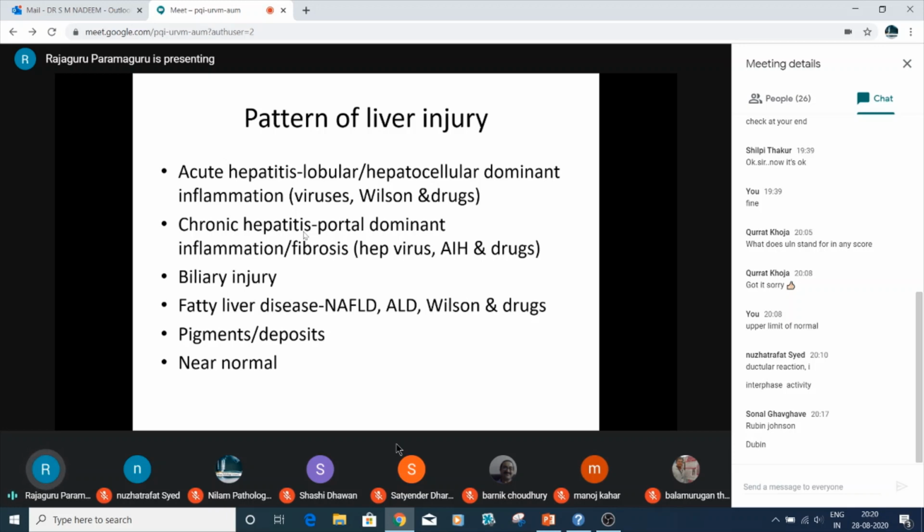Then if not, you have to consider Wilson's or drug-induced liver injury. If you are able to find a portal predominant inflammation with at least even a little bit of fibrosis, which you can pick up in a trichrome or a reticulin stain, then it is a chronic hepatitis. So hepatotropic viral infections, autoimmune hepatitis, and certain drugs also can cause a chronic hepatitis pattern of injury. And then biliary type of injury, which we had been discussing just now, the PBC, PSC or the large duct obstruction. Then fatty liver disease, whether it's ALD or alcoholic liver disease, or is it a non-alcoholic fatty liver.